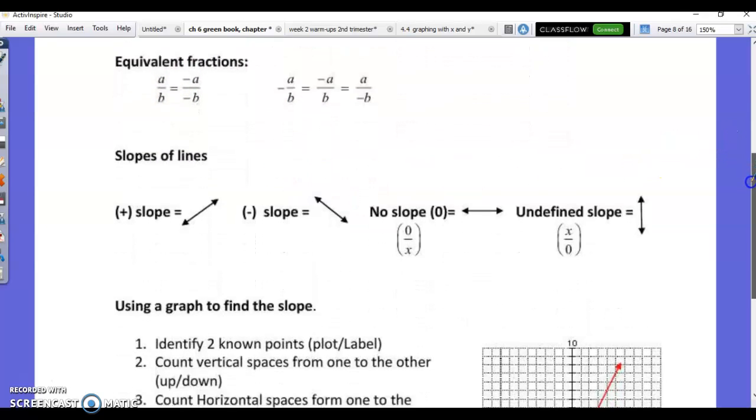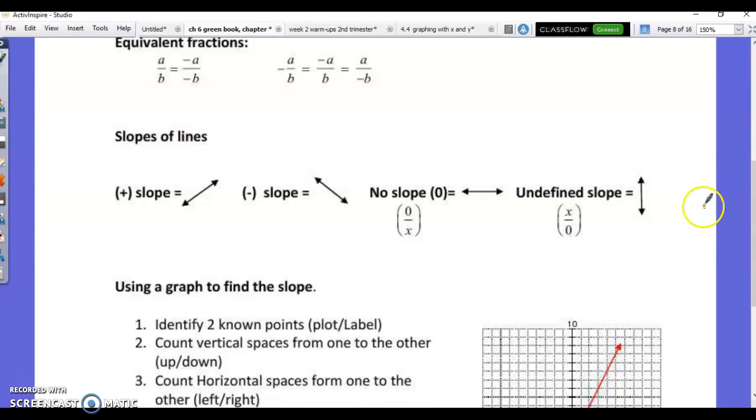The next portion about understanding slopes is the direction in which they go. If we are moving left to right and going uphill, I like to think we are walking uphill, that is a positive slope. If we are going downhill from left to right, that indicates a negative slope. So for these fractions right here, this would be a positive, this would be a negative.